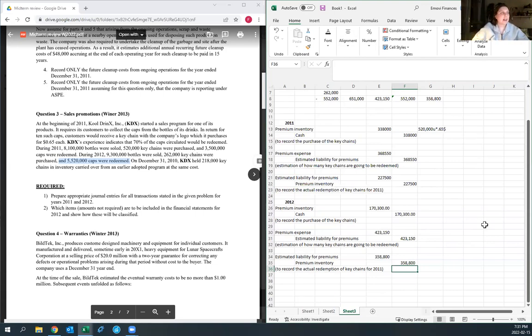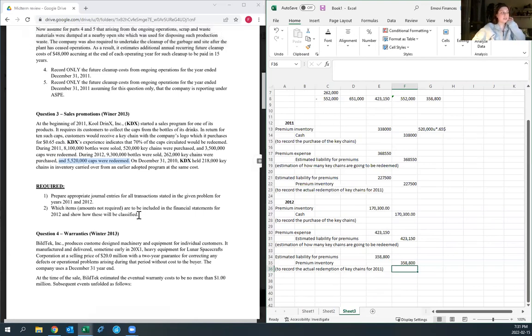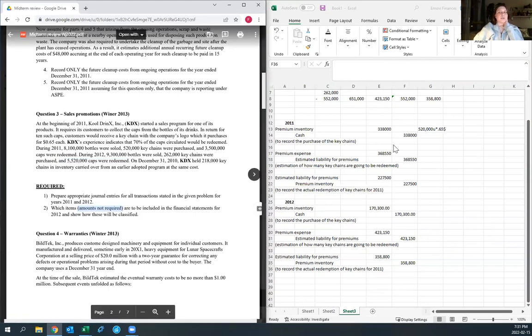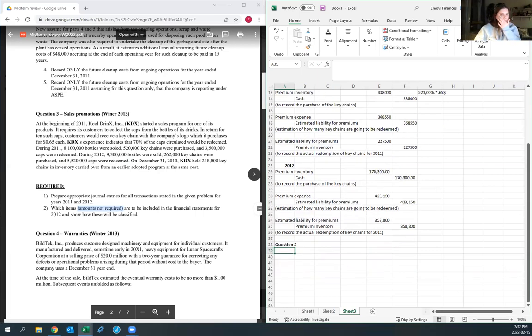All right. Then they're asking us to tell them which items are going to be included in the financial statements for 2012 and show how these will be classified. So here they're not asking for the amounts, but if they did, with your table, you're going to be able to find them. So I'll put them down just for the sake of it, because I think it's helpful for you guys to visualize it. So I'm going to put also the amounts.